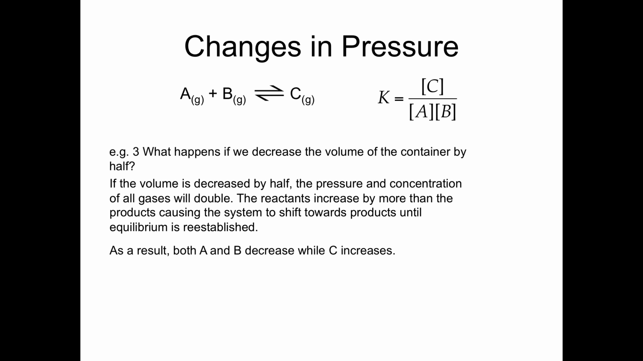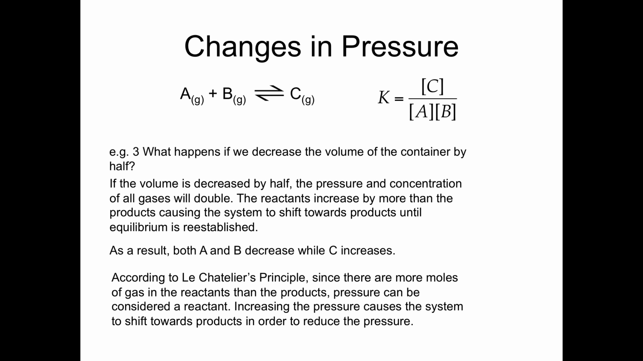Now, if we think about this in terms of Le Chatelier's principle, we can think about pressure on both sides of the reaction. Since there are 2 moles of gas in the reactants and only 1 mole of gas in the products, there's more pressure on the reactant side. If we use up A and B, 2 moles of gas, and we produce C, which is only 1 mole of gas, that'll be a reduction in pressure. So we can consider pressure a reactant in this case.